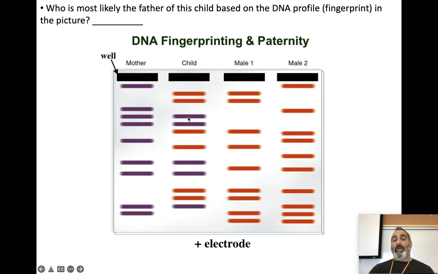Okay, so if all of the child's pieces are a perfect match combined with mom and dad's, then this is the father. So who is the father? Male number one is the father. Okay, so you are looking at matching the pieces. These are fragments of DNA that belong to the child. You're matching fragments to mom and possible father. If one piece doesn't match somewhere, then it is not the alleged father.